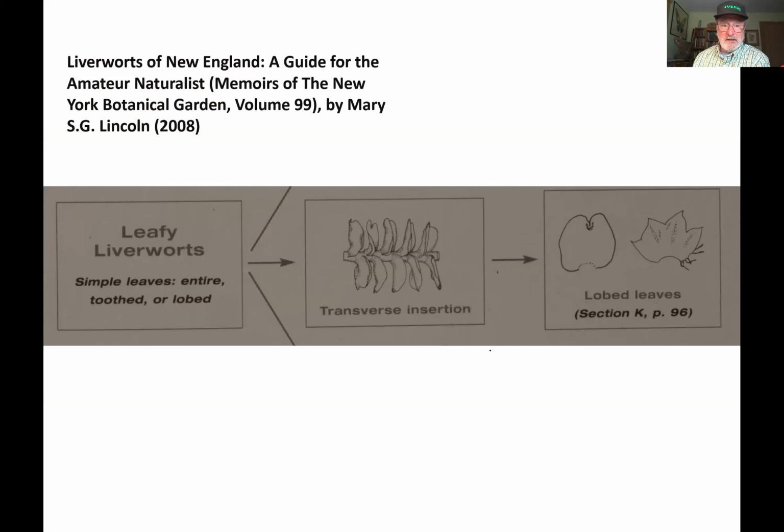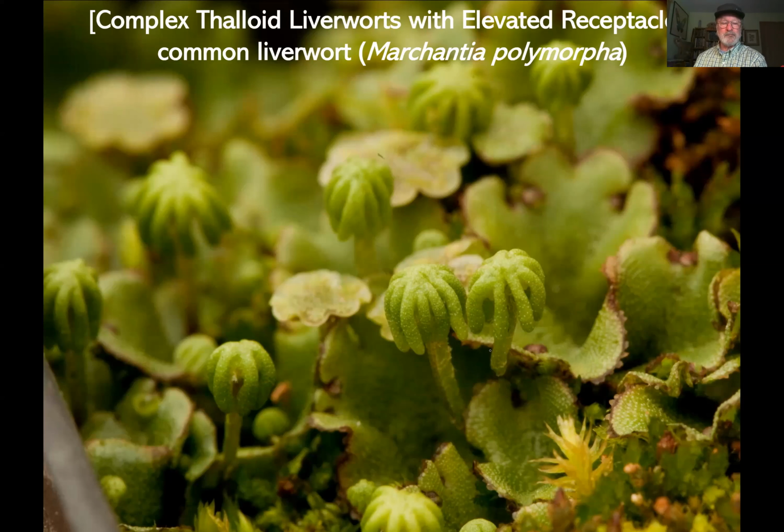Finally, let the sun shine in. You can have your Venetian blinds with the slats that are parallel to the floor so that you have them level. That's called a transverse insertion. So let's take a look at some liverworts.